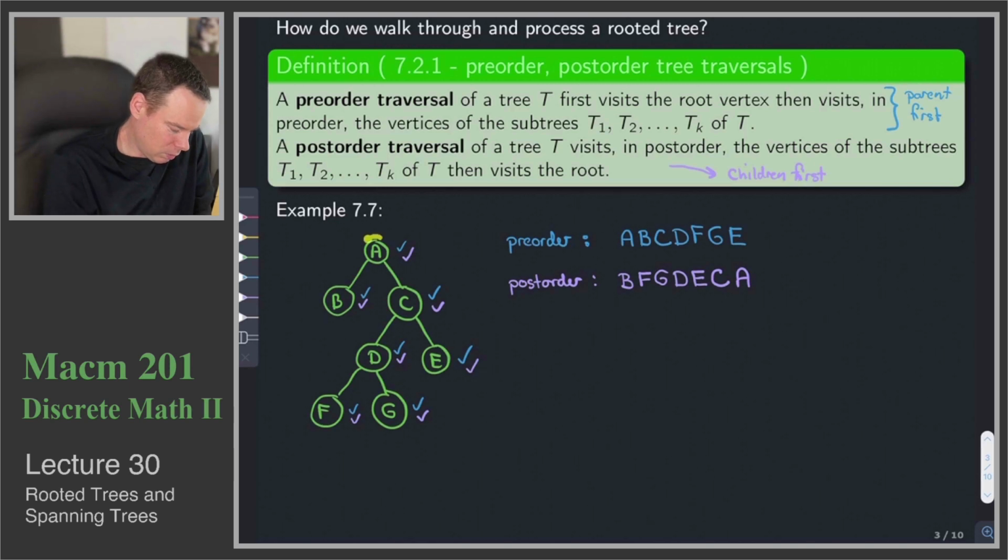Go all the way down first. I'm interested in A, process its children first. B, then process child C. But to process child C, I go all the way down and process its descendants first, and then G, and then process D, and then back up to E, and then C, and then back up to A. All right, so those are the 2 kinds of traversals we have for visiting all of the vertices in an ordered rooted tree. I want to point out, though, that these are not unique.